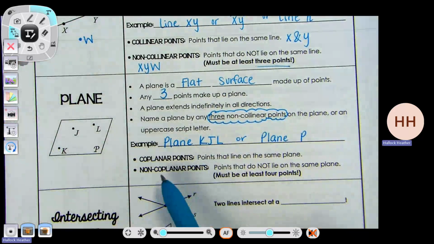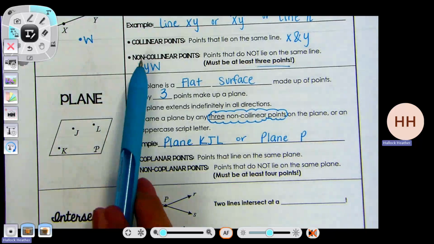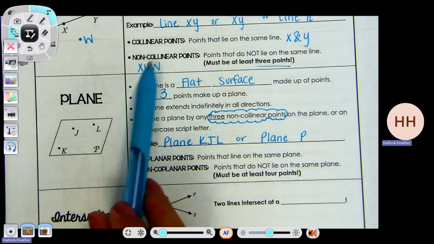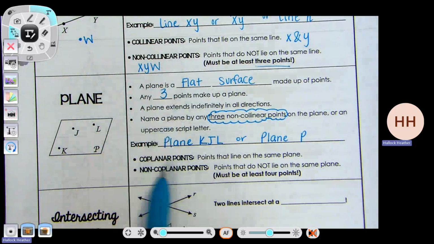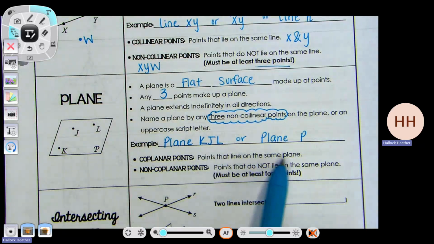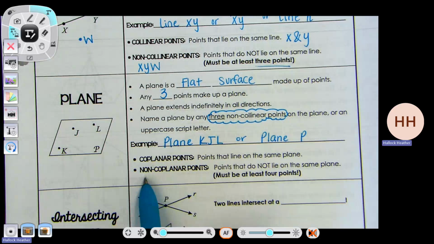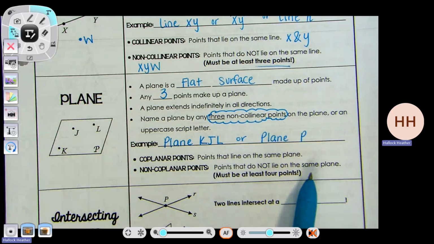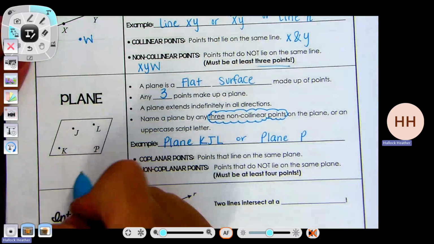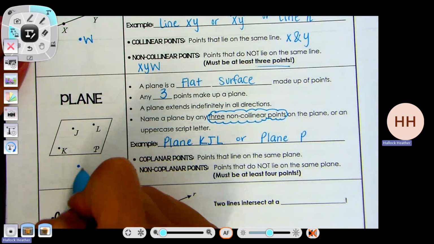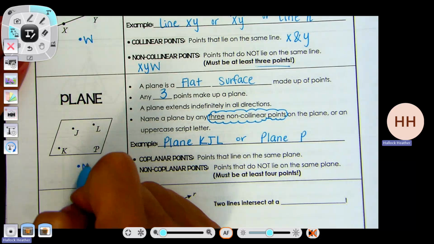And then kind of the same idea when we talked about collinear. That means on the line. Non-collinear is not on the line. You have coplanar points, which are points that fall on the same plane. And you have non-coplanar points, which are not on the same plane. So once again, I'm going to add a point to my picture. Let's add a little M.